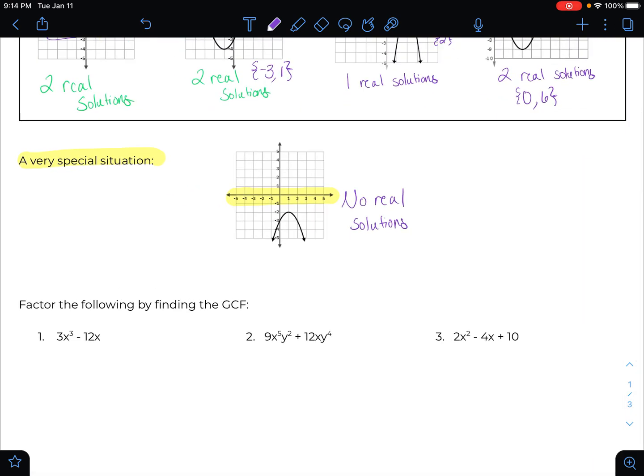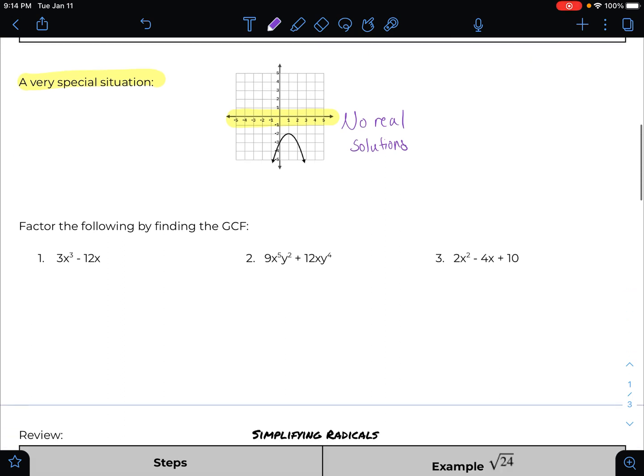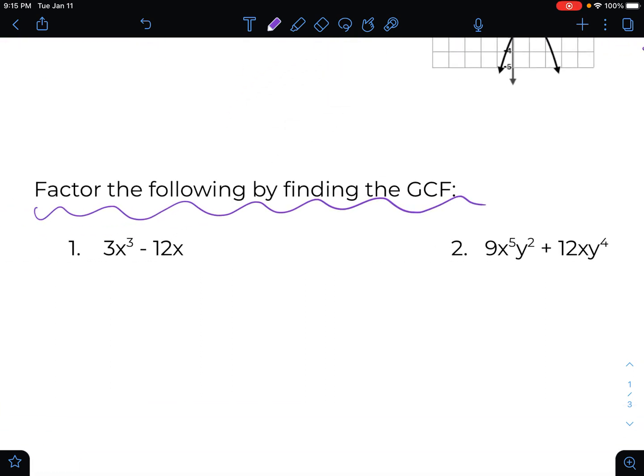Alrighty, so now we're going to be looking at our next little review section. And this is from the notes from yesterday about factoring and finding a greatest common factor. So when we're talking about the greatest common factor, the GCF, we're just looking for what is the biggest thing that these terms have in common.